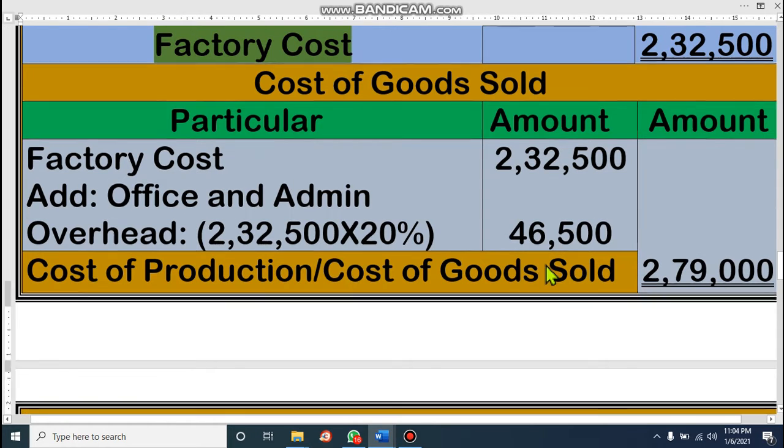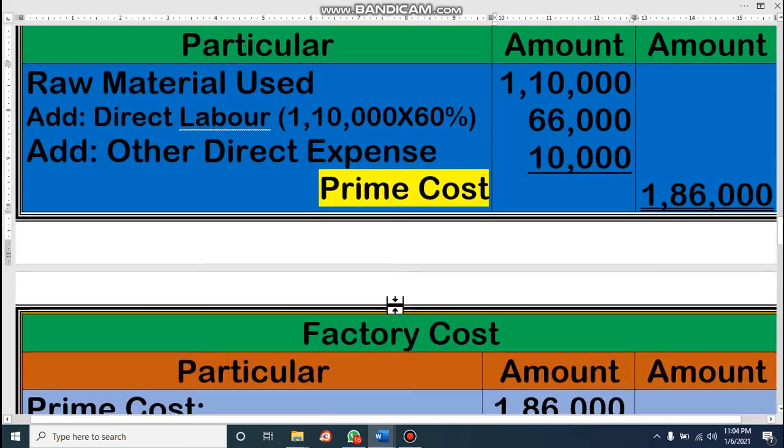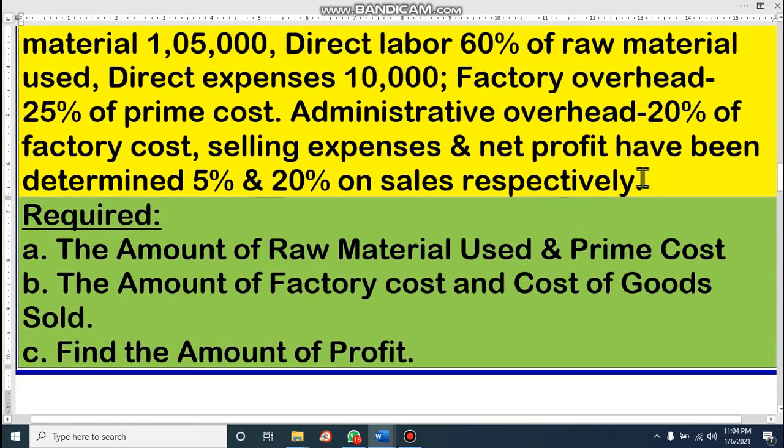Then, dear student, our next requirement is profit or loss. That means we have to find the amount of profit and loss. Again formula: cost of goods sold plus selling expenses, then it will be total cost. Let's see the question. Administrative overhead is 20% of factory cost. Selling expenses and net profit have been determined at 5% and 20% on sales. That means selling expenses is 5% on sales, and net profit is 20% on sales.